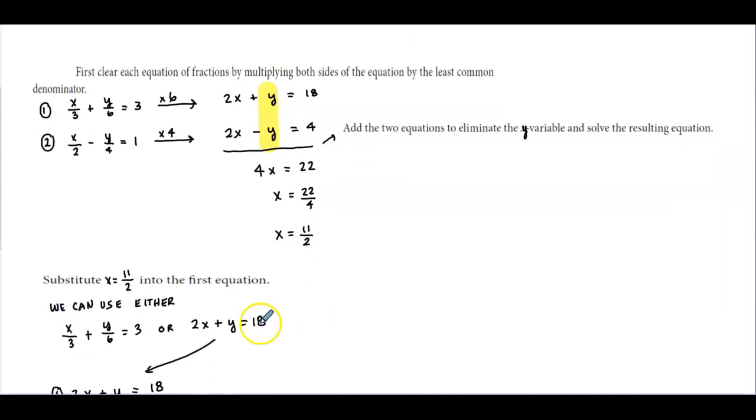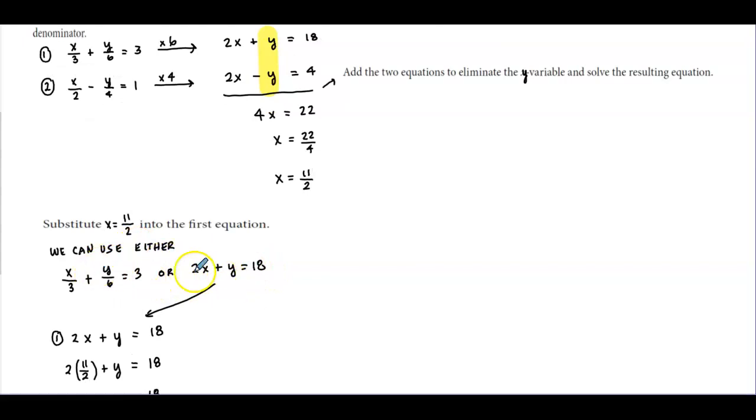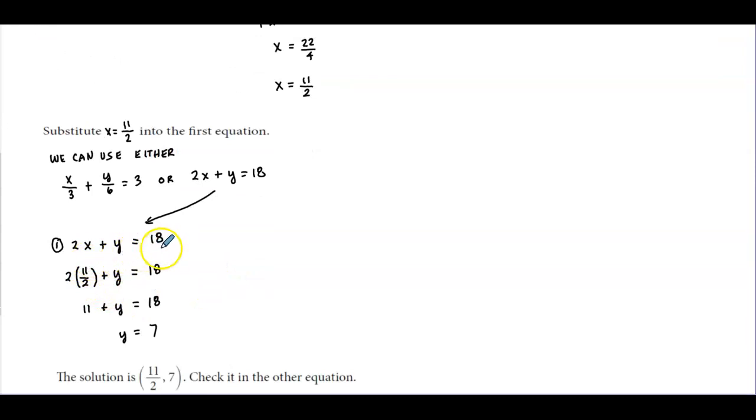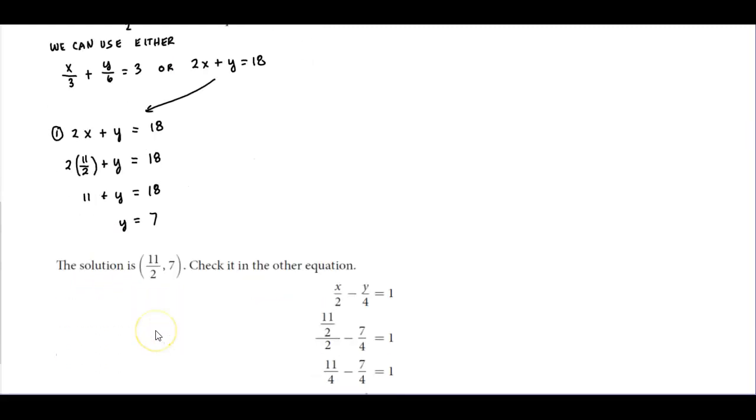And then what we can do is substitute x equals 11 over 2 into the first equation. Now again, the first equation that was given was the fraction, but we changed it to be 2x plus y equals 18. Since we got a fraction as a solution, let's use that one instead because they are both equal to each other. So we have 2x plus y equals 18, and we determined that x was equal to 11 over 2, so we have 2 times 11 over 2, which means 2 divided by 2 is 1, so we're left with 11, plus y equals 18. And then subtract 11 from both sides, and we get y, which is equal to 7.